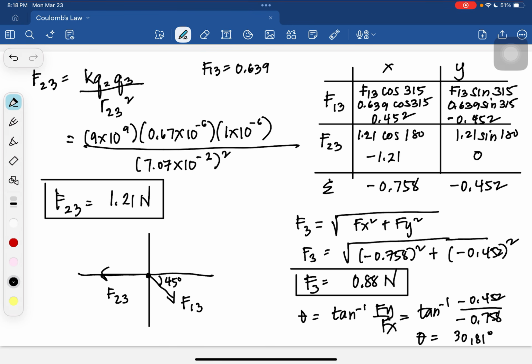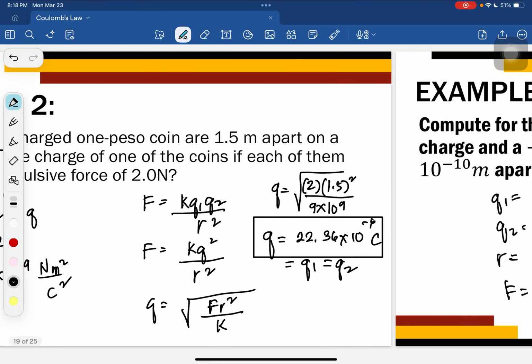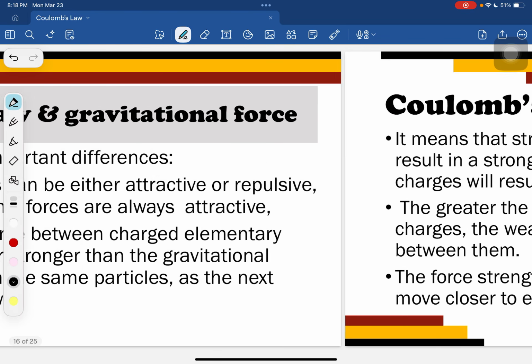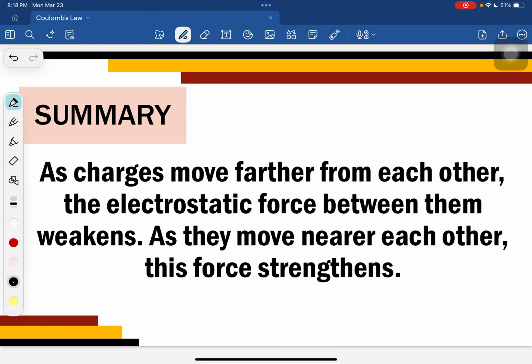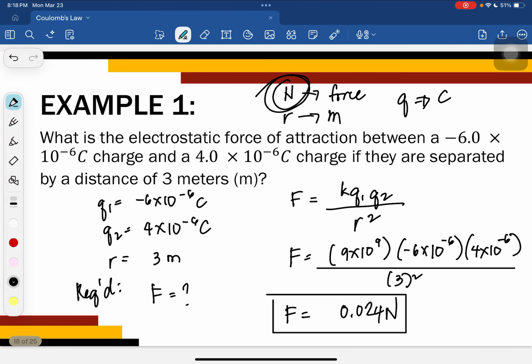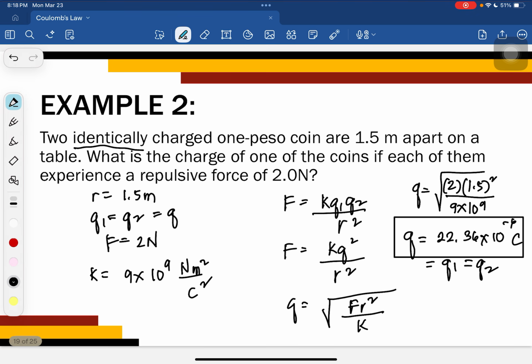Now I'll be solving this problem. I'll cut this video for now. I'll just provide another example in a bit. But for now, this is how Coulomb's law works. We started with, of course, the concepts. What is Coulomb's law? Again, the summary will be as charges move farther from each other, the electrostatic force between them weakens. So the farther they are, the weaker the force. And then, of course, there were different problems solved to illustrate the use of Coulomb's law.